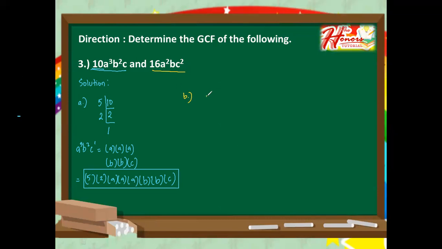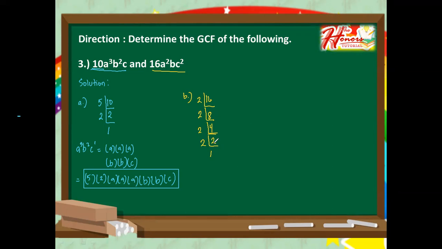So let's have the numerical coefficient first. Just think of a prime number that can divide 16, and that's 2. 16 divided by 2, that's 8. Think of a prime number again that can divide 8, and that's 2. 8 divided by 2, that's 4. So we will be writing 4 here. And then think of a prime number that can divide 4, and that's 2. 4 divided by 2, that's 2. Think of a prime number again that can divide 2, and that's 2. 2 divided by 2 is 1.